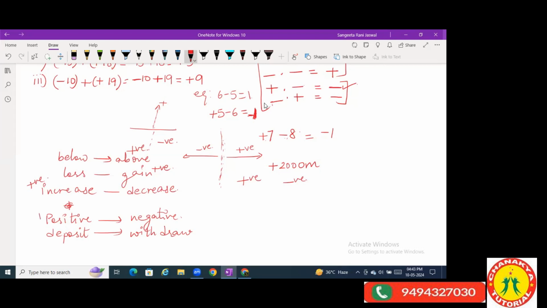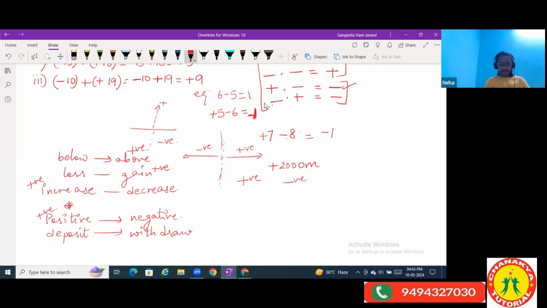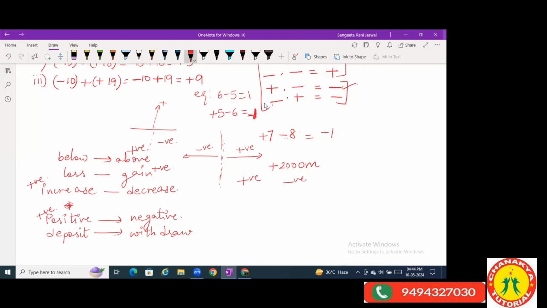Deposit is something we are adding. So I deposited some money in the bank. So that is again something that is positive. Withdraw. I withdrew some amount from the bank. So that's something taken out. That means in the bank the amount has been lessened. When I withdraw some amount, the amount gets lessened in the bank.